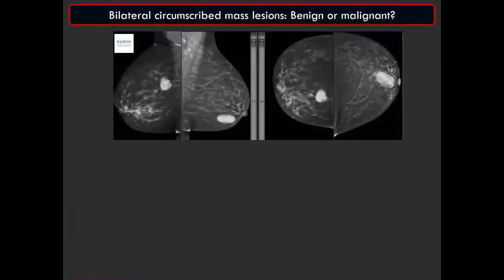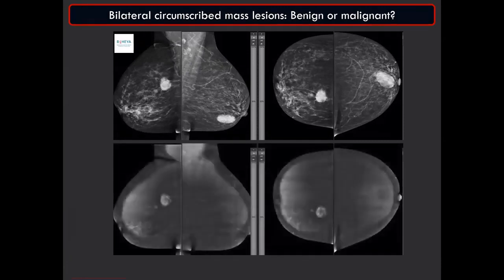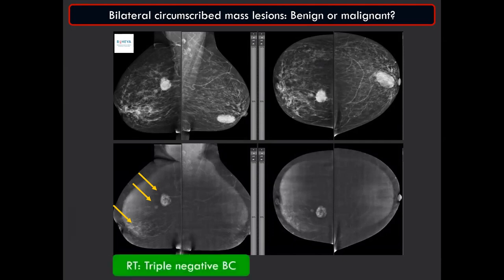This was a patient with bilateral mass lesions, and this was her contrast mammogram. We cannot say based on the mammogram which lesion is benign and which lesion is malignant. But if we look at the contrast mammogram, the lesion on the right side showed heterogeneous contrast uptake. It was circumscribed and rounded, but it was not only one lesion; there was another smaller lesion just adjacent to it, and there was anterior intraductal extension towards the nipple, reaching the nipple. A biopsy was taken, and this was a triple negative breast cancer.